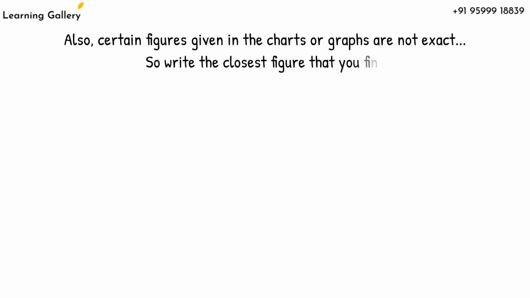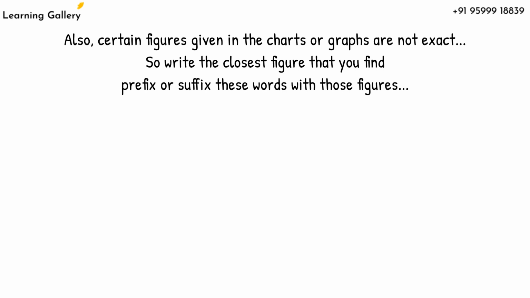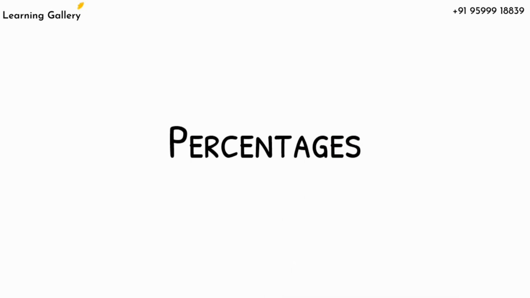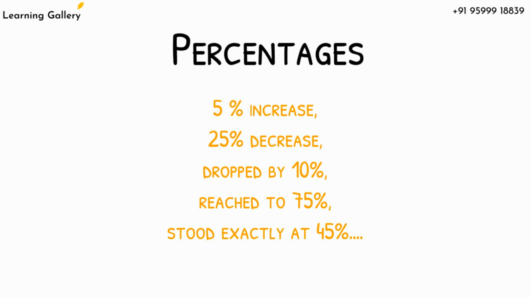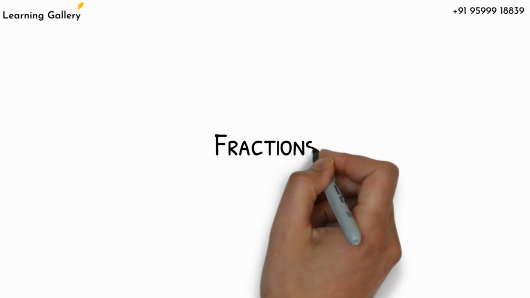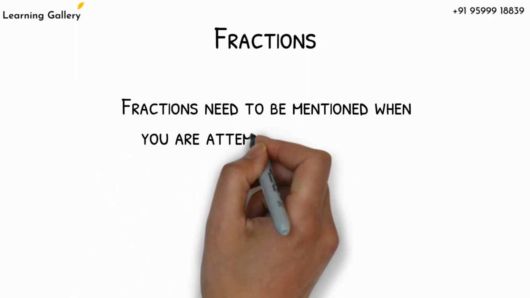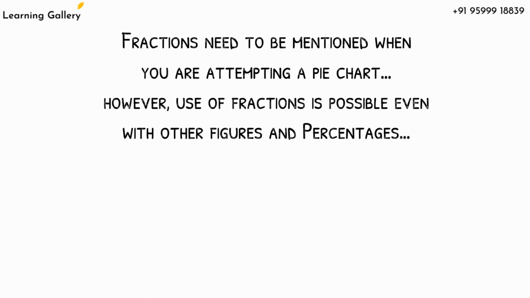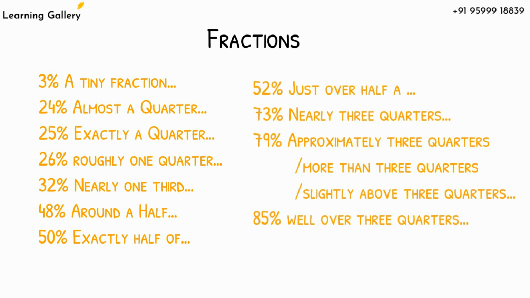Comparing and contrasting cannot be done without the use of certain specific words. The given list will make it an easy task. So you may write: A is more than B, or similar to B, or much larger than B, depending on what the graph states. Also, certain figures given in the charts or graphs are not exact. So you have to find the closest figure to it, and you can use these words as a prefix or a suffix. For example, it was approximately 22%, or almost 24 years old, and so on. Now, whatever we have learned till now can be applied when showing percentage. There was an increase or decrease, or it dropped, etc. So there could be a 5% increase, a 25% decrease, or it stood exactly at 45%.